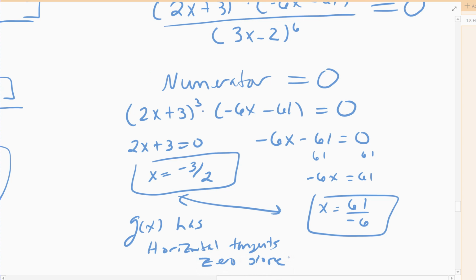So at negative 3 halves, the function had come to a stop. And at negative 61 over 6, the function has come to a stop. So again, it's not pretty. They're not pretty numbers. But those are both places where my function is stopped. And that's important. It's important to know, when is my function neither moving up nor moving down? When does it come to a stop? Alright, and that was a tough one. Alright, we'll stop there. The next is just going to look at some basic applications.